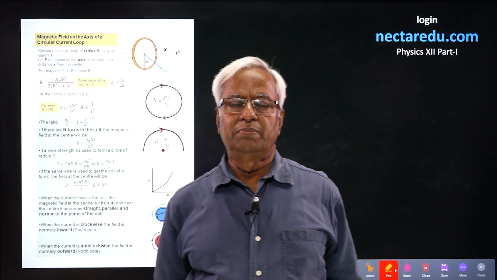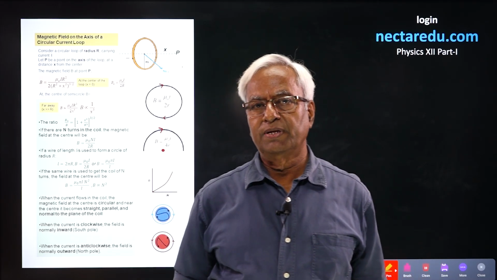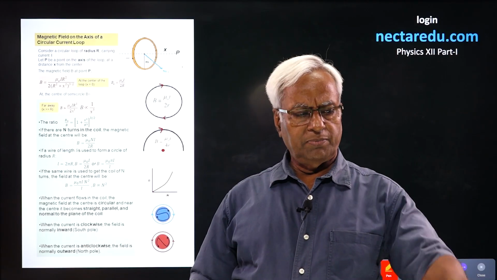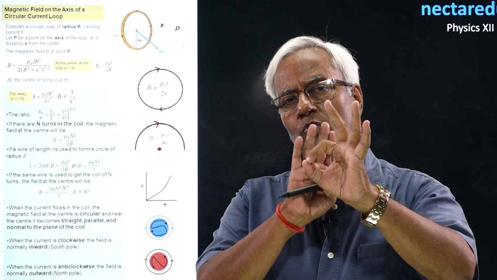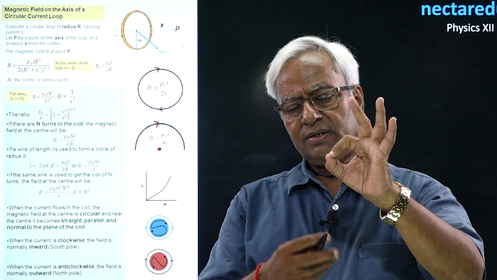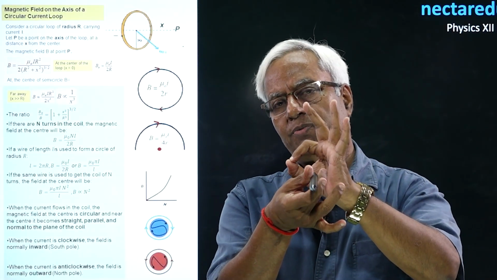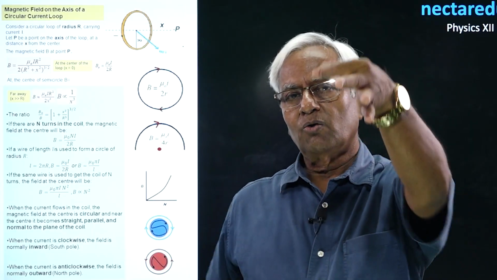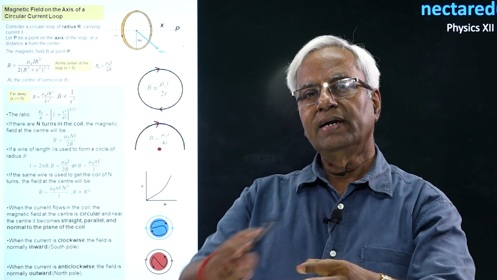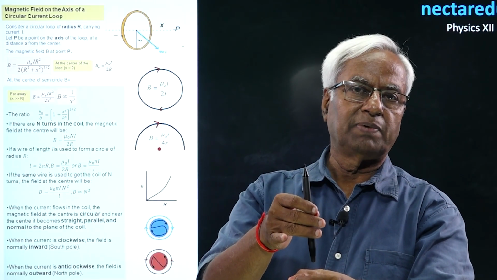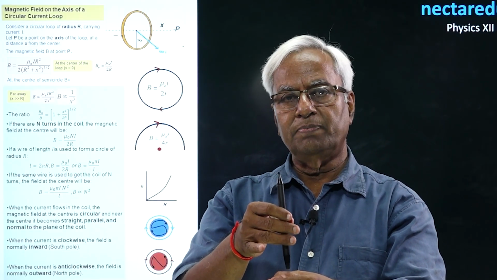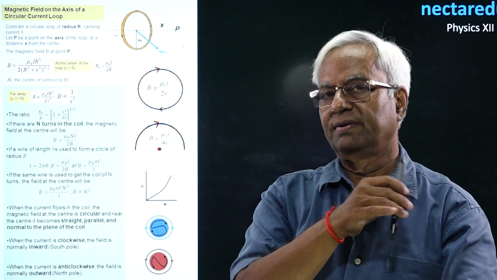Now, we will calculate the magnetic field produced because of the current carrying coil. Suppose this is the coil, then the coil's own axis will be this way. This is how we define own axis. If the coil is in a horizontal plane, then the own axis is going to be this way. That means the own axis passes through the center of the coil perpendicular to its plane.